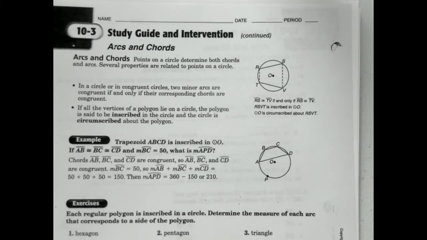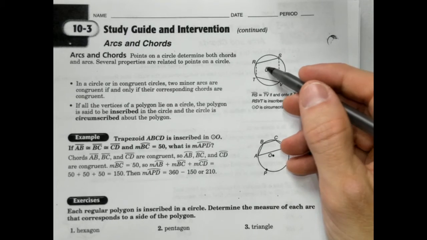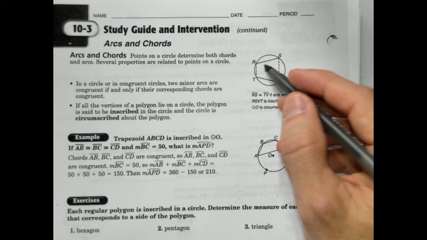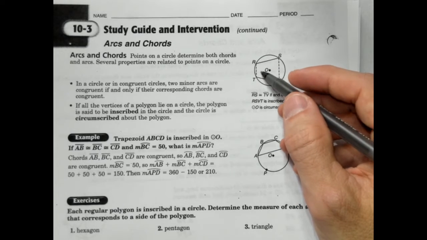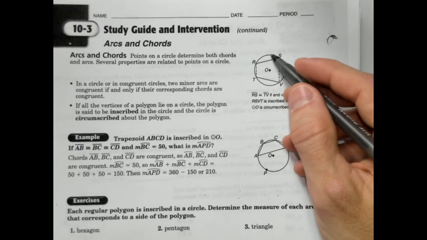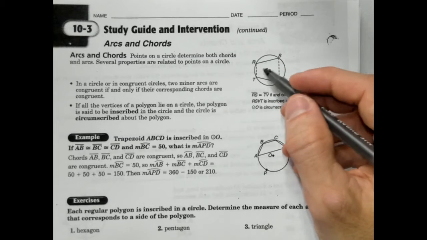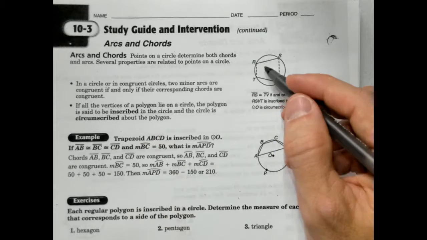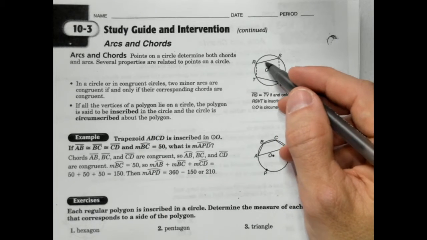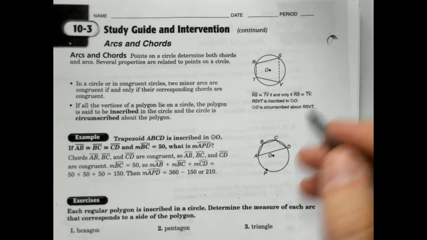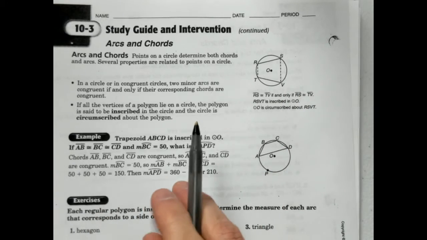Just to go over this, inscribed means something is drawn inside of something else. So for example, this quadrilateral RSVT would be considered to be inscribed within this circle. And then the circle would be what we call circumscribed, which is around the other object. So you'd say this circle is circumscribed about the quadrilateral. Pretty straightforward. There's an example here which you'll see on your own.